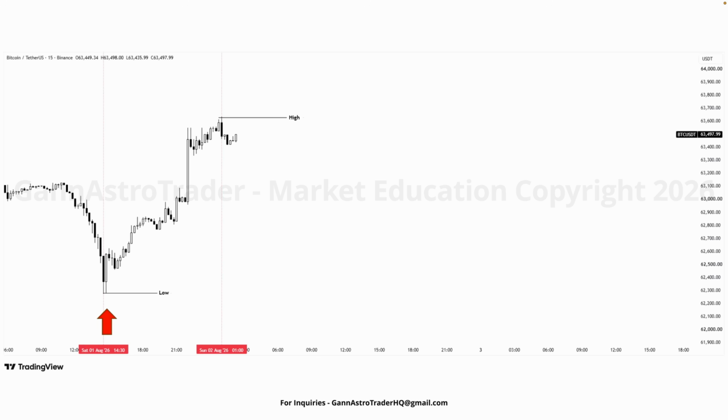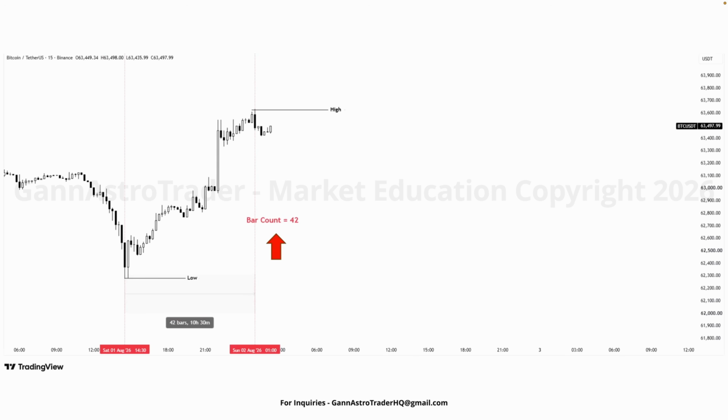We measure how many 15-minute bars occur between these two reference points. The measured movement contains 42 bars, which represents a total elapsed time of approximately 10 hours and 30 minutes. So, our initial time input for this Bitcoin example is 42 bars. This becomes the starting point for our time cycle calculation.